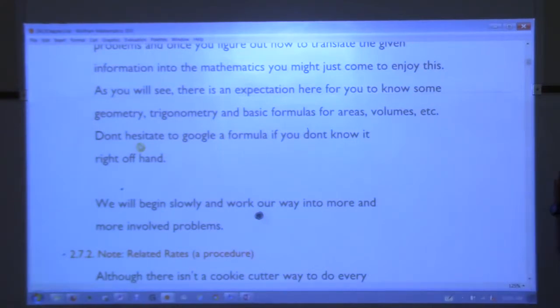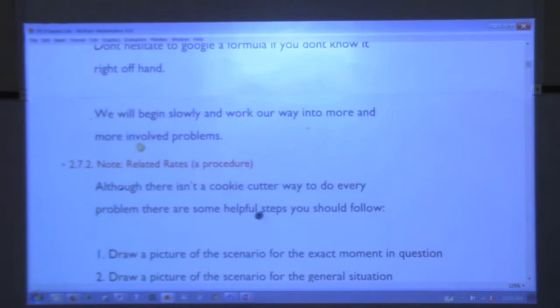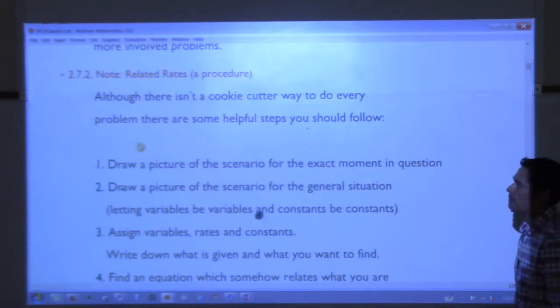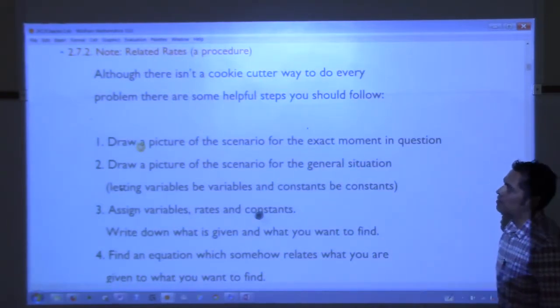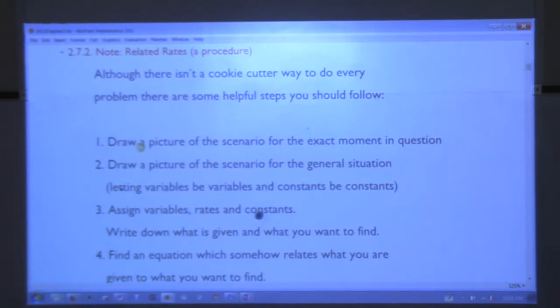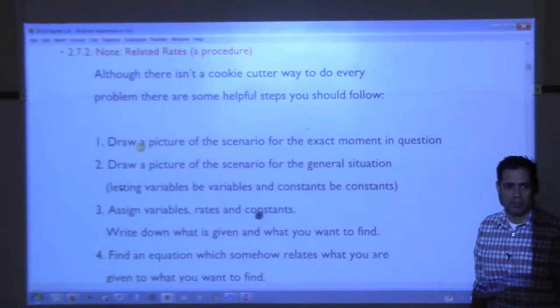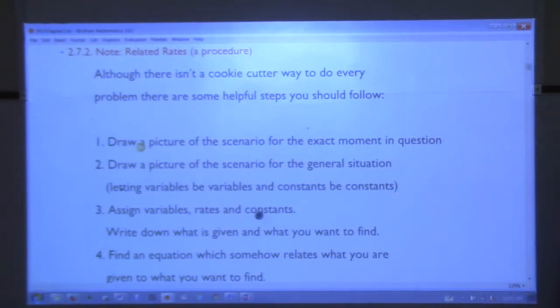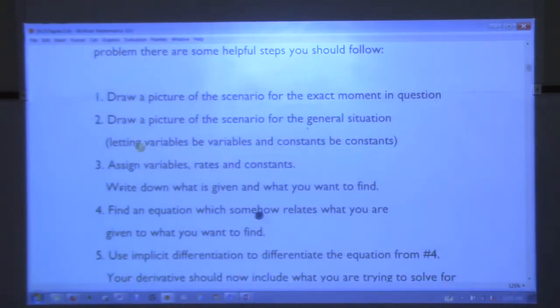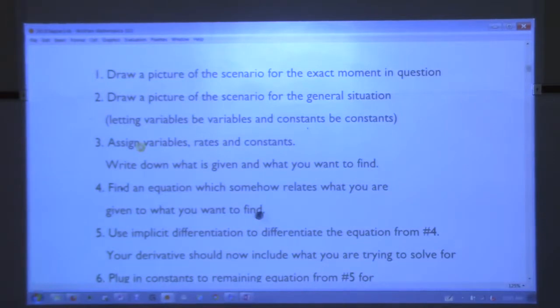All right, we will begin slowly and work our way into more and more involved problems. And so, is there a procedure? I say here, there is not a cookie cutter way to do every problem, all right? But there are some things you could do that you should try and follow when you do these problems. It might help you. And here's what I have for the steps. And giving you the steps now without giving you an example doesn't really help, but let's just talk about this.